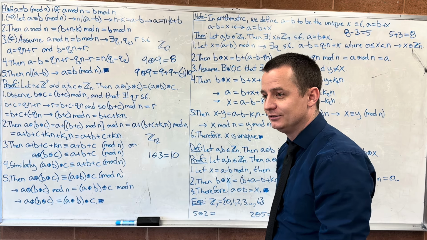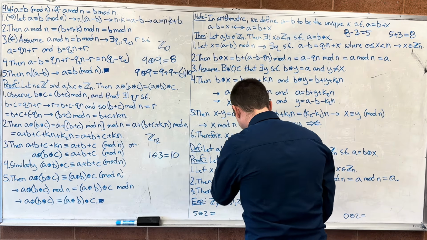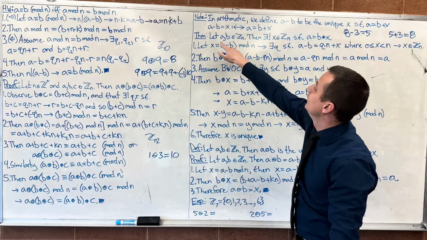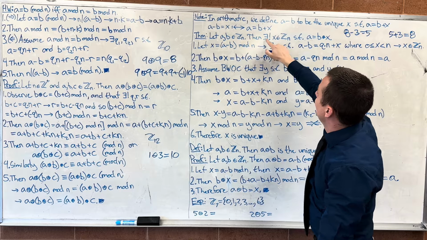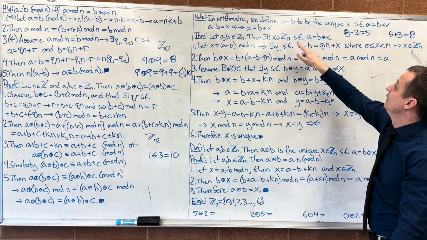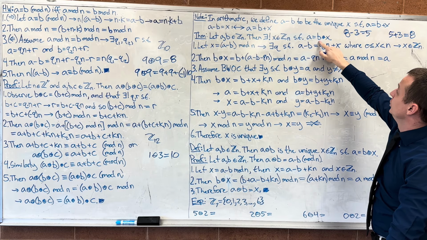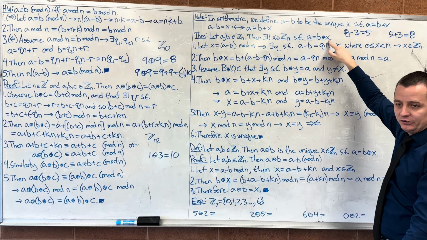Because it's a lot of material. Okay, anyways, so we need something similar now for modular arithmetic. So let A and B be in Z sub n, whatever that is. We are going to prove that there exists a unique x in Z sub n, such that A is equal to B plus x. And that x is ultimately what we're going to mean by A minus B.